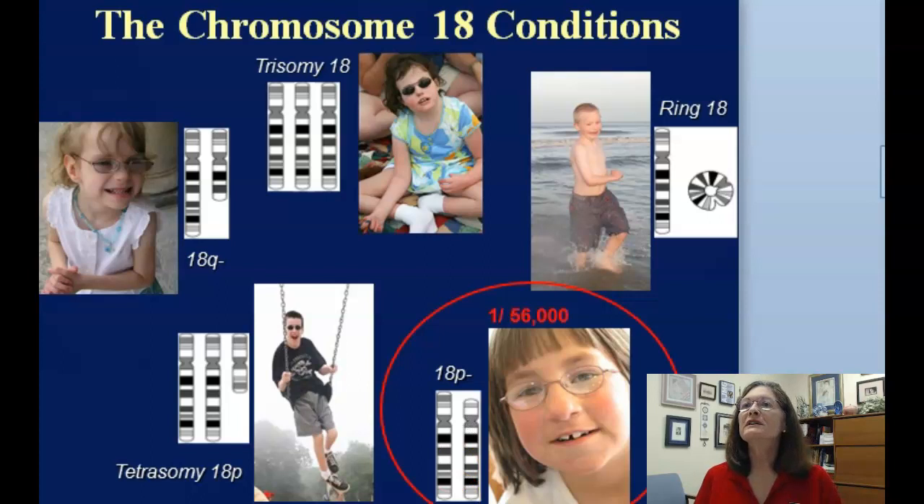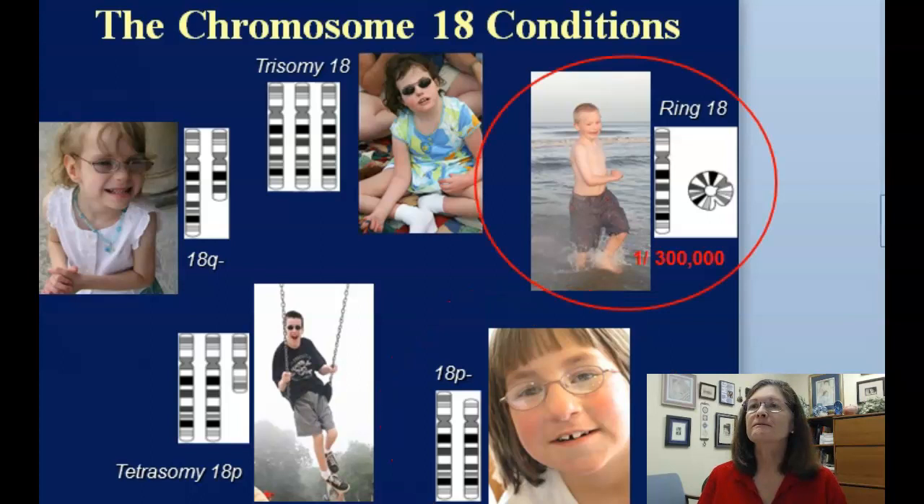And that occurs in 1 in 56,000 births. So again, pretty rare. Then there's ring 18. Ring 18 is very interesting because individuals have one intact copy of chromosome 18 and their other chromosome 18 forms a ring. Now in order to form a ring, both ends of the chromosome have to be missing. There are caps on the ends called telomeres, and when those are missing, then the ends are sticky and they can stick together and form a ring.